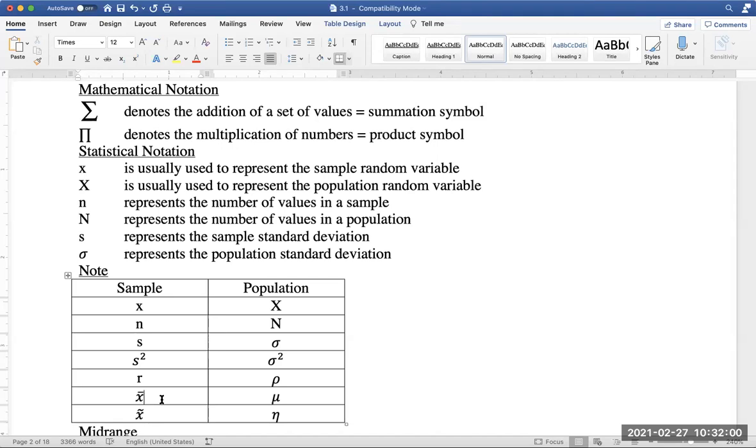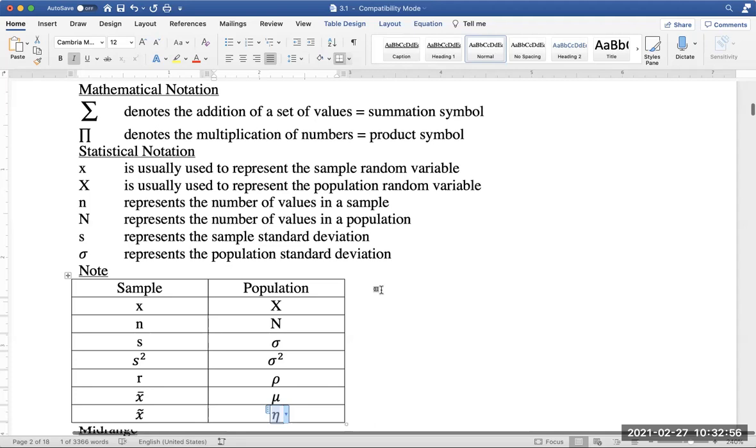Sometimes for samples, we do not give separate letters, but what we do is use a symbol. So sometimes for samples, we just put a bar above the sample random variable. And so that will say that's a sample mean. The Greek letter mu is population mean. Again, I have a symbol here, this little tilde. And so x with the tilde above it is the sample median, eta, the Greek letter, is the population median.